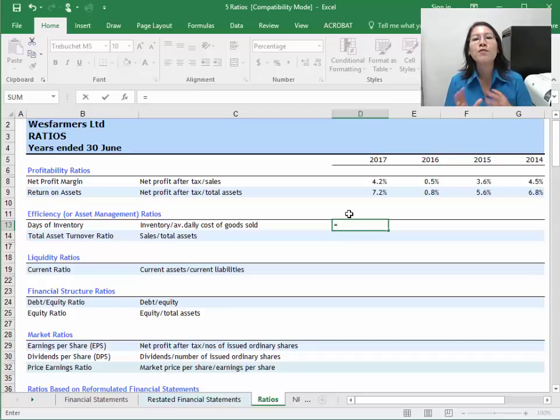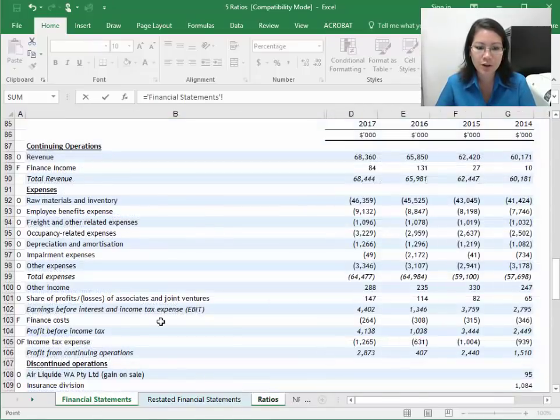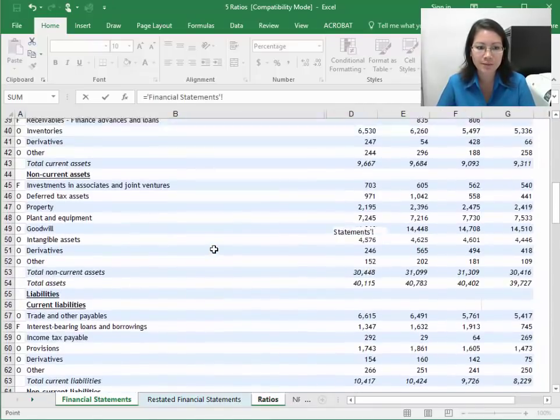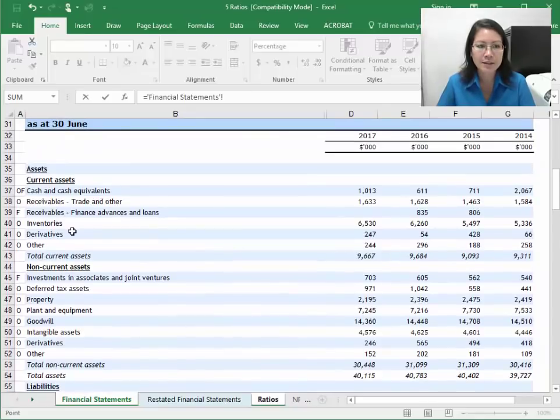Now, beware, inventory is not always called inventory. It may be called raw materials, work in progress, finished goods. There might be a number of different names for inventory, and we'll look at that in the follow-on unit as well. But for now, just go and have a look at your balance sheet. Let's go to our financial statements balance sheet, under current assets, and see. So Wesfarmers does have inventories, so I know I can calculate this ratio.